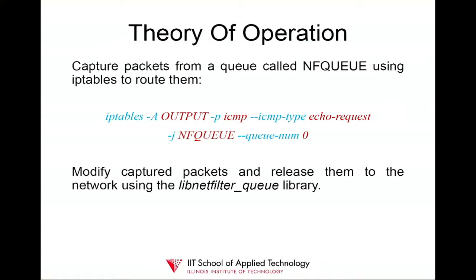Now, in order to route these packets properly and receive them, we utilized rules through iptables. If you look on the screen, the basic rule that we used was to accept all ICMP output packets from the sending terminal and give them a queue number of 0. On the other end, the receiving terminal would have a queue number of 1 and receive all ICMP packets as an input rule. This rule would modify these captured packets on the sending terminal and release them to the network using that library, libnetfilter_queue, which we utilize through Ubuntu Linux as well.